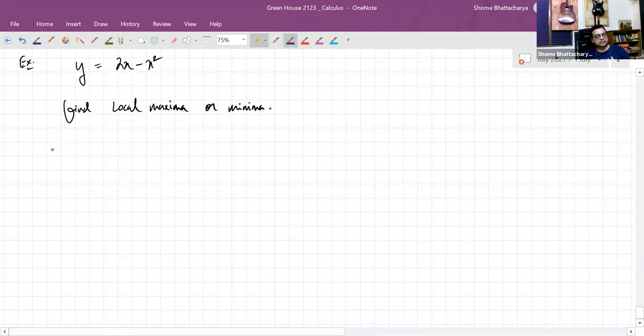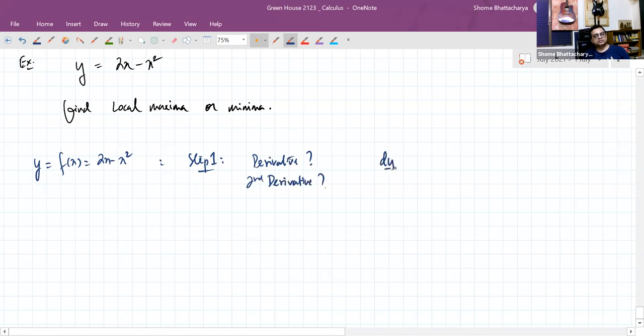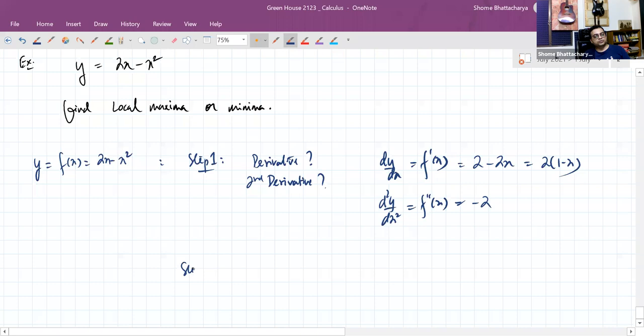Okay. So basically, the function given to us is 2x minus x square. So step one, you have to find the derivative of the function and the second derivative of the function. Let's do that. So dy by dx or f prime x. Just differentiate this so you can see you'll get 2 minus 2x. Right. And second derivative, that is derivative of this. So that's minus 2.